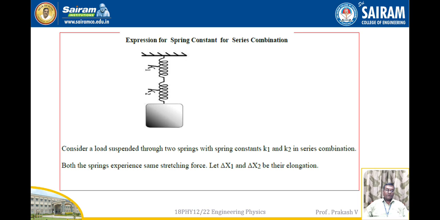Next, here is a picture. By making use of this picture, we can explain the expression for spring constant when the springs are connected in series. Consider a load which is suspended through two springs S1 and S2 with spring constants K1 and K2 in series combination. Both the springs experience the same stretching force. Let delta x1 and delta x2 be their elongation.